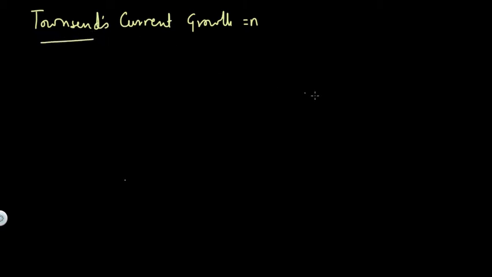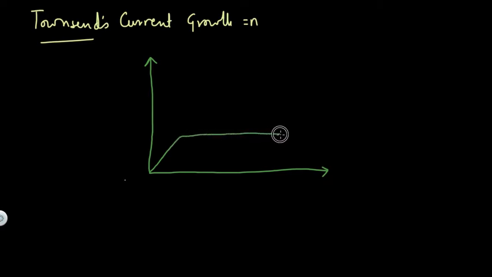So we'll continue our discussion on Townsend's current growth equation. And to refresh, I will draw the curve that we drew last time. We saw that from 0 to point V1, the current was rising linearly, then it attains saturation and stays at a particular level till voltage V2, and then it shows a steep vertical rise, right?